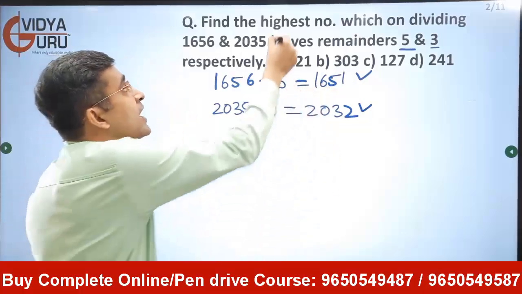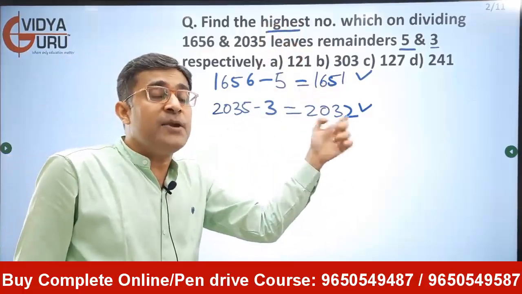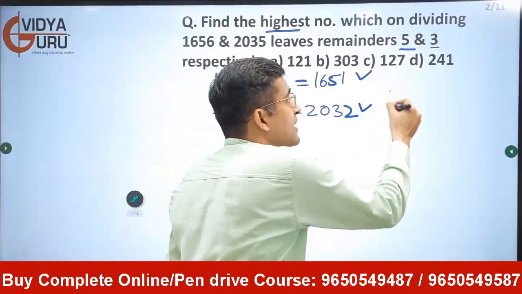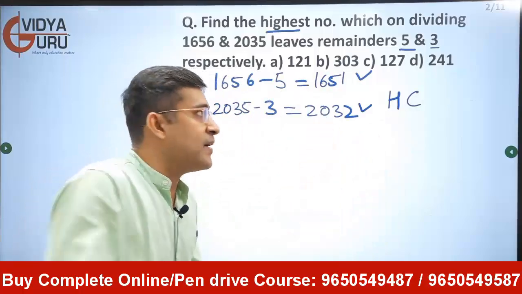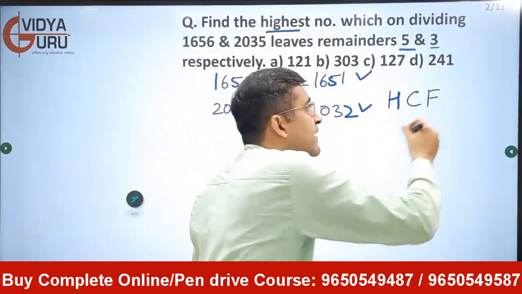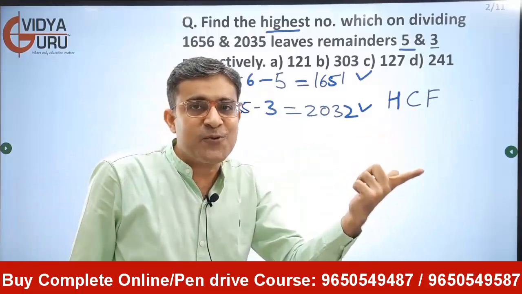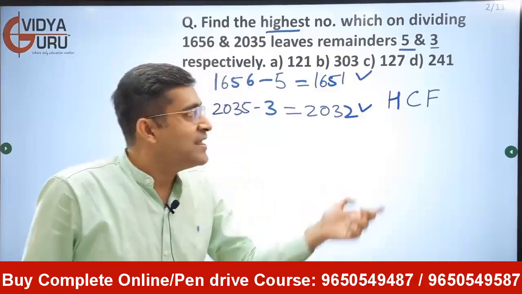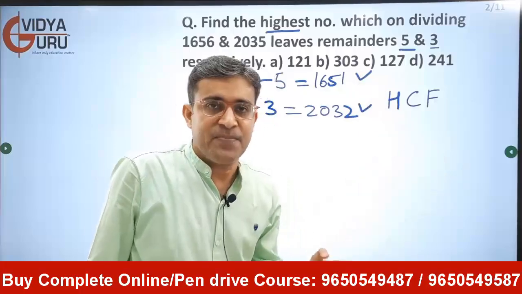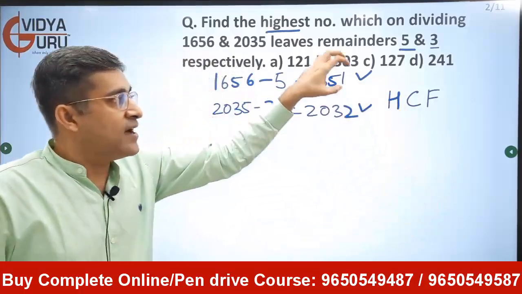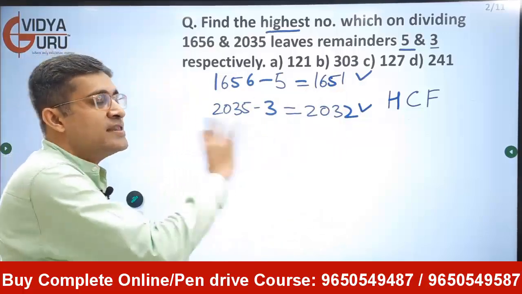We have to find out the highest such number which will divide both of them, highest common, which will be a factor of both of them. That means I have to find out the HCF. Yes or no? The definition itself explains it. Highest common factor. So the highest factor which is common for both of them. So now let's find out the HCF.